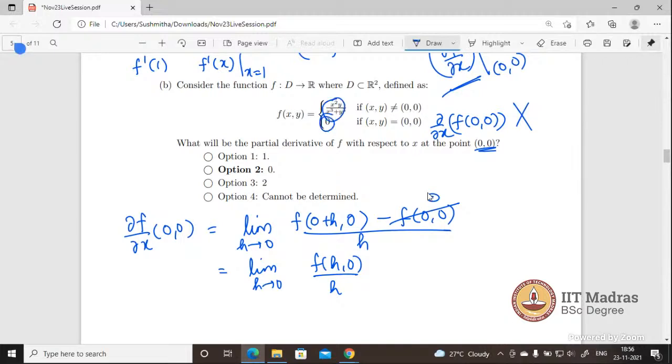My h is not 0, right? So do I use this or this? The first one, because h is not equal to 0. And when h is not equal to 0, I will fall into this category. So I'll have limit as h tends to 0, f of h comma 0. Wherever I have a y, I'll put 0. So the value is 0 by h. So it's 0, right? Yes, ma'am. This 0 is not because of this.